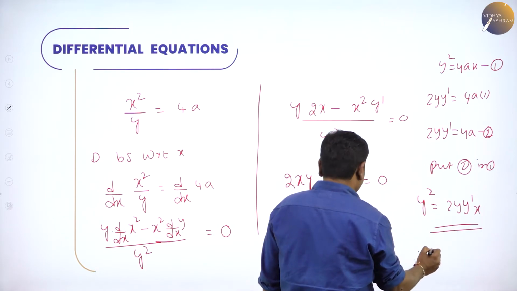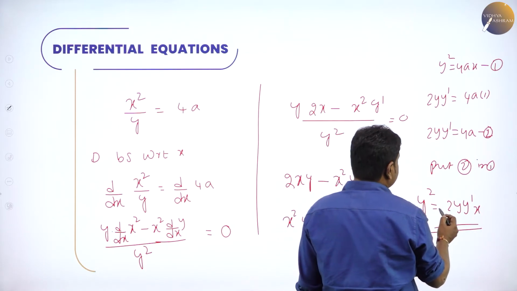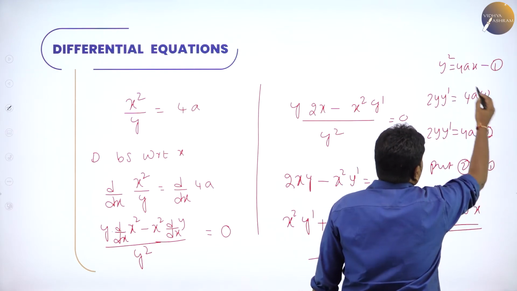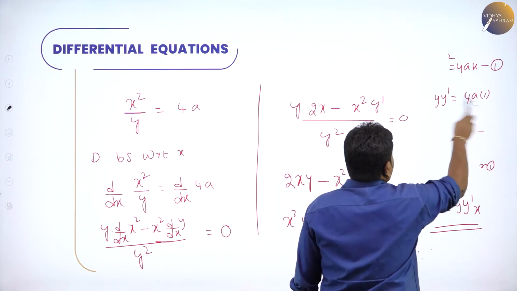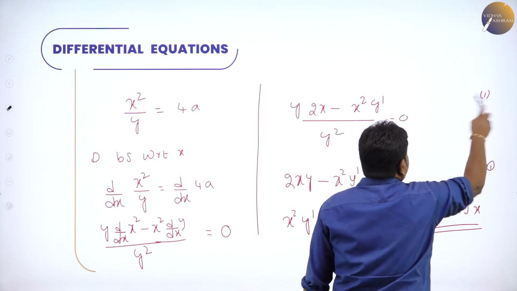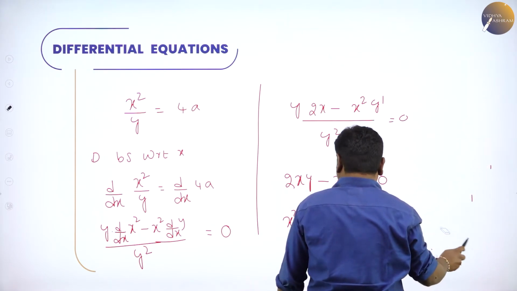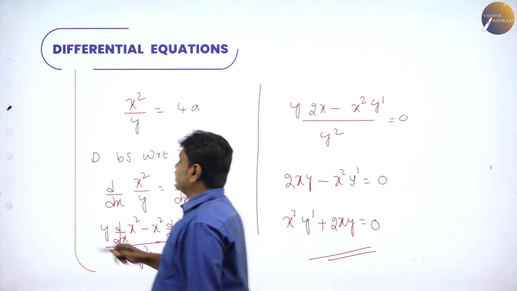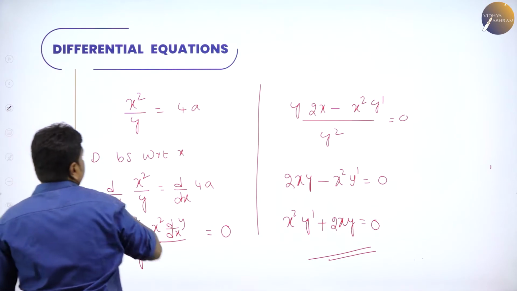Therefore 2y y dash minus y square is equal to 2y y dash. Sorry, what is the parabola given? Sorry, this is wrong. So what is the parabola given? So, the other way, alternate. See, we got the answer. Other method of solving this is directly.